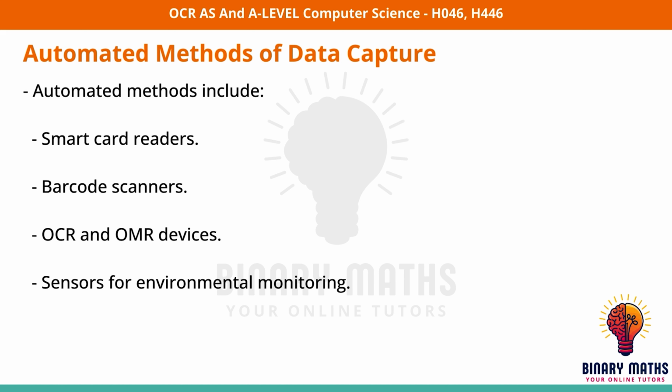On the other hand, automated methods are much faster and more efficient. These include smart card readers, like those used in offices to grant employees access to secure areas, barcode scanners, which you've probably seen in supermarket checkouts, OCR, or optical character recognition, which converts printed text into digital format. Think of scanning a book to create an e-book. Sensors, which can monitor things like temperature or humidity in real time. These methods reduce human error and speed up data entry.